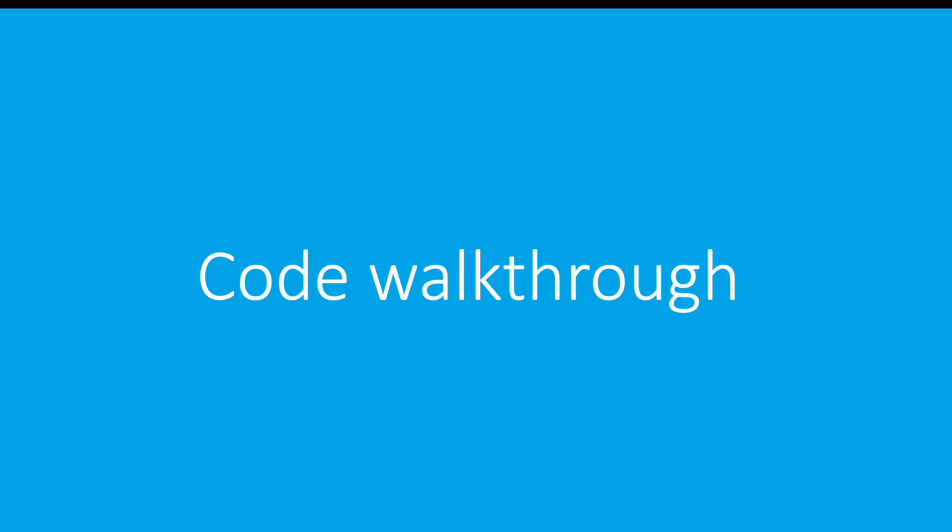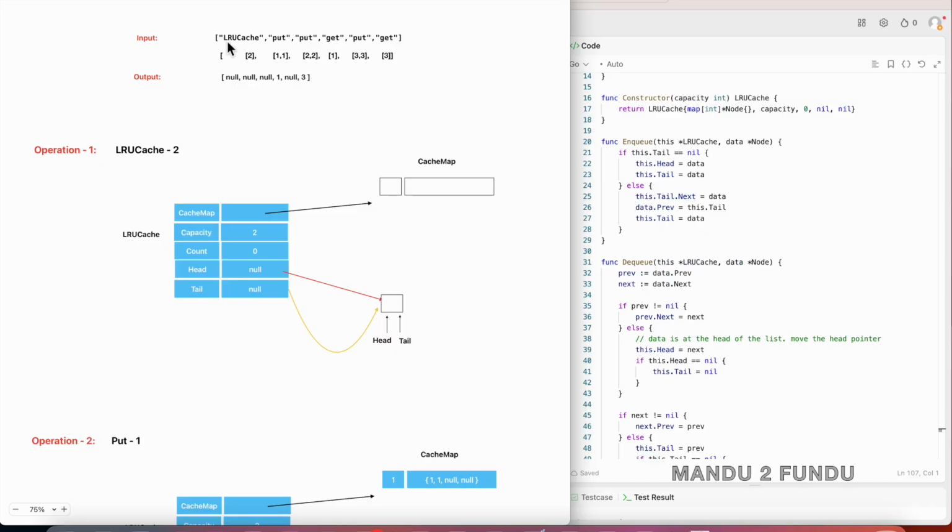Next I'm going to do the code walkthrough with sample input. We are given the list of operations and the corresponding input for those operations, and the expected output is null null null 1 null 3. Okay. The first operation is the LRU cache init operation with 2 as the capacity for the cache.